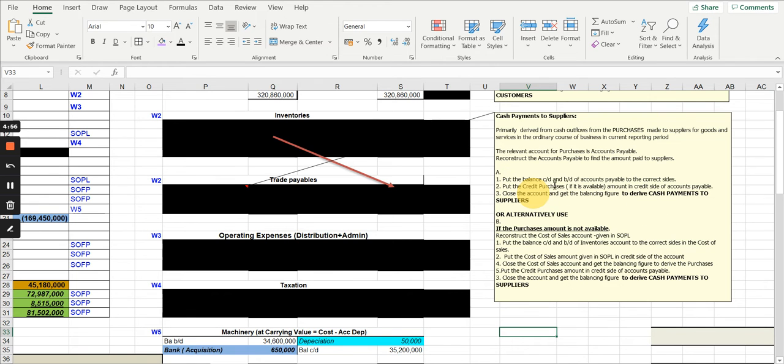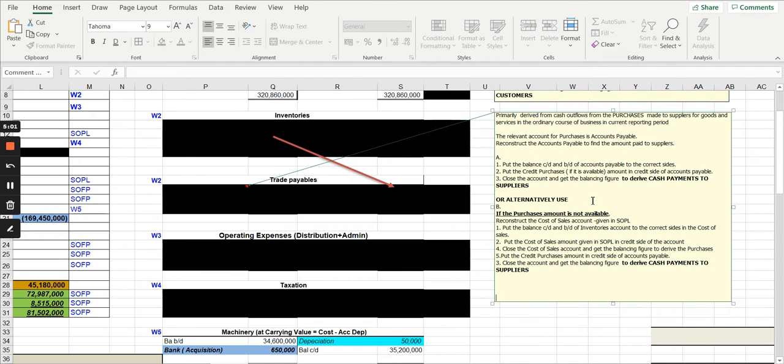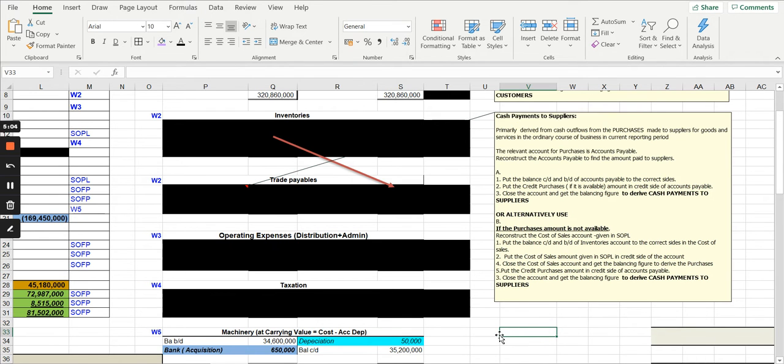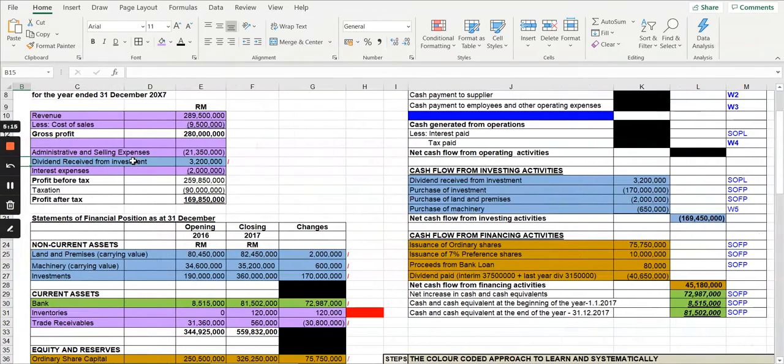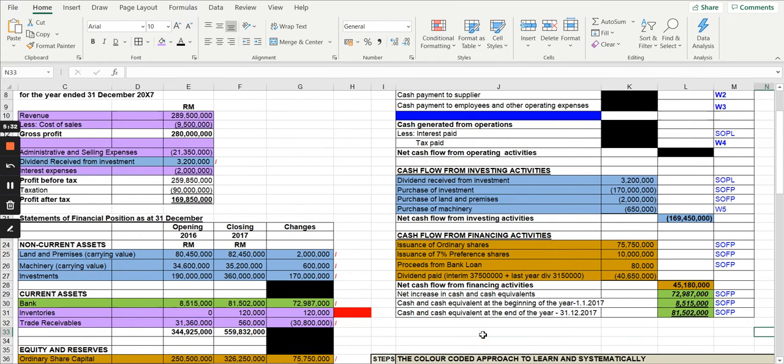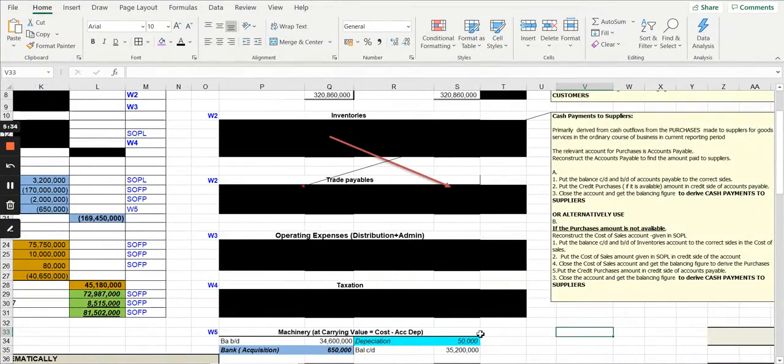So if you are given the purchase account, you can use alternative A. If you are not given the purchase account or purchase information, or your cost of sale does not include information on purchases. For example, in this question, your cost of sale does not state what the purchase is. So you may not know the purchase, but you will be able to find it by constructing the inventory account. So you can use the second alternative, which is alternative B, to get the answer.